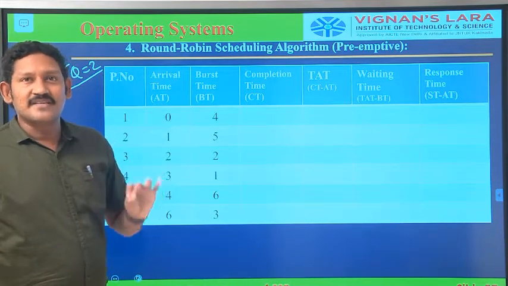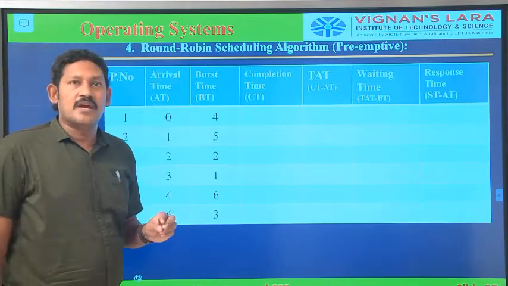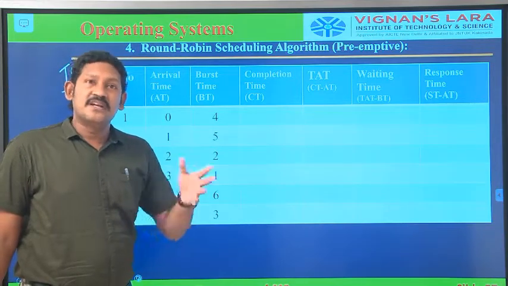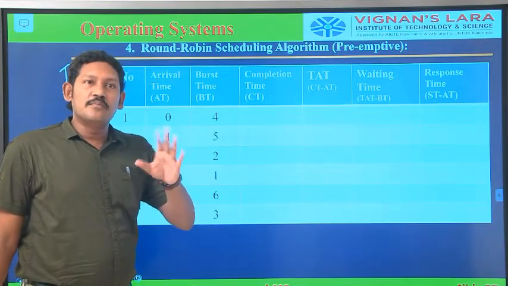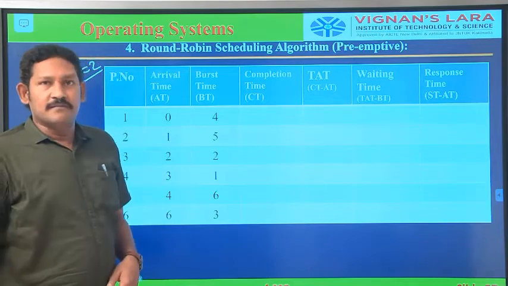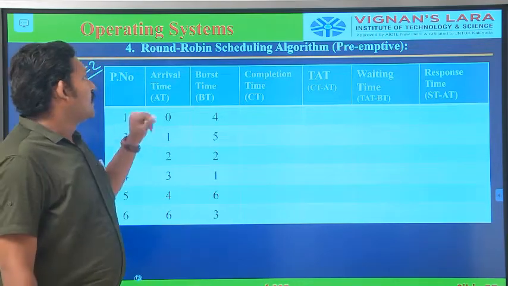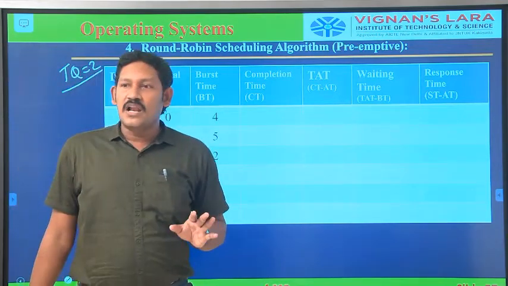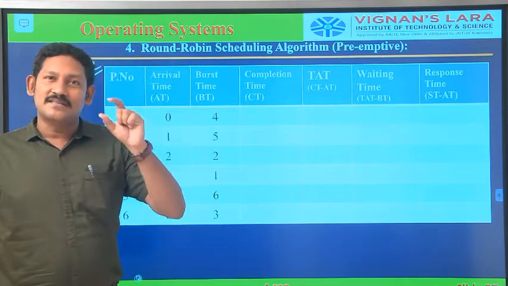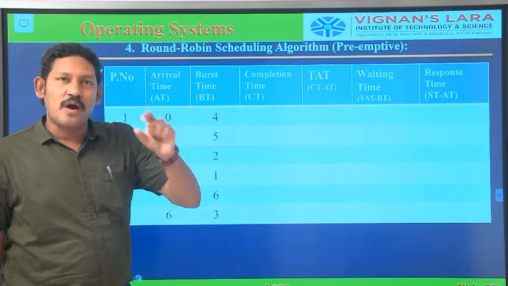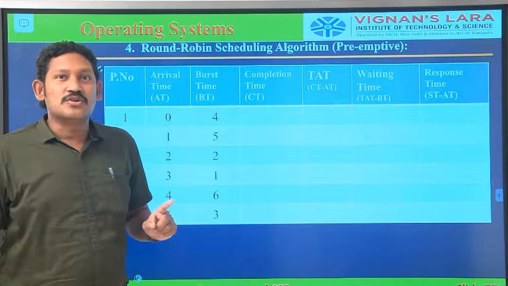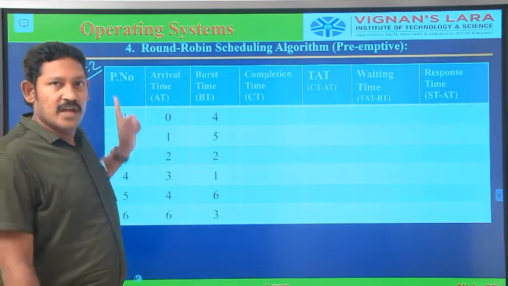The time quantum or time bound or time slice or simply time, or time interval or simply interval. In different modes they may give it in the question. So in the round robin scheduling algorithm we will be given a time slice or a time bound or a time quantum. Here it was given as 2 units of time.